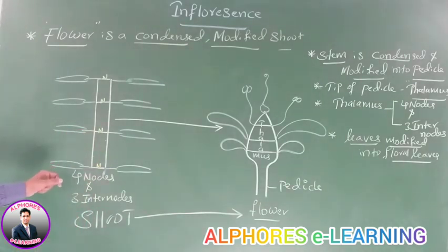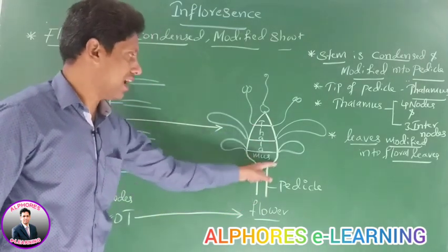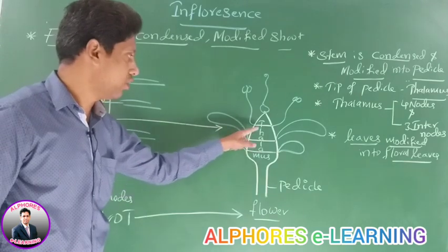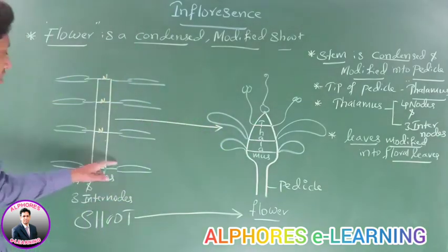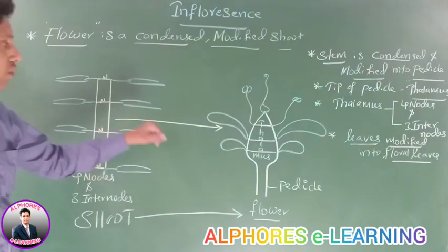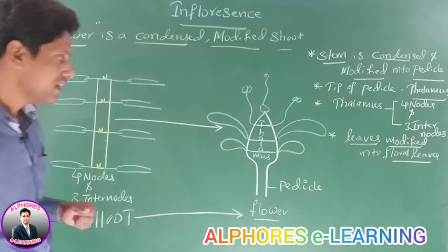Here what happened, sir? The stem is condensed and modified into pedicel. The tip of the pedicel is called as a thalamus. This thalamus contains 4 nodes and 3 internodes. Leaves are modified into what, sir? Floral leaves. Is this statement okay? Right.